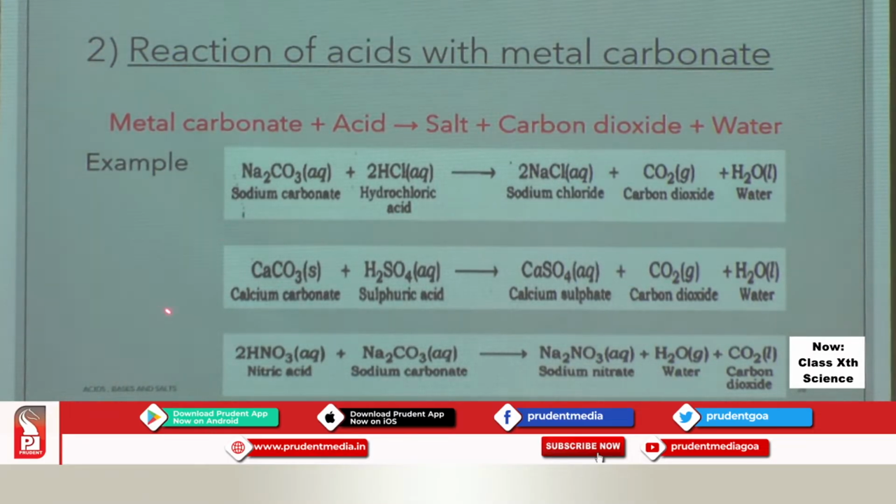Let us take another example, that is calcium carbonate. Calcium carbonate, when it reacts with sulfuric acid, results in the formation of calcium sulfate. So what is happening, students, over here? Calcium is combining with sulfate, it is a type of double displacement reaction, and results in the formation of calcium sulfate, giving us carbon dioxide and water.